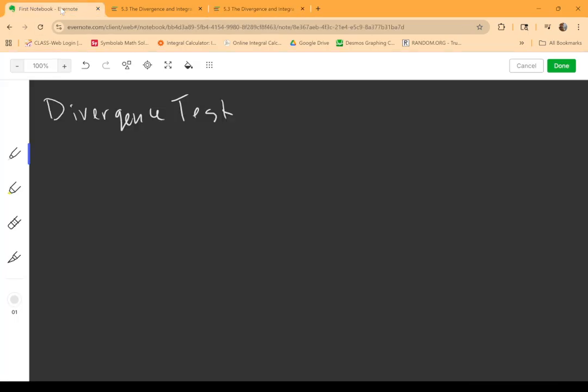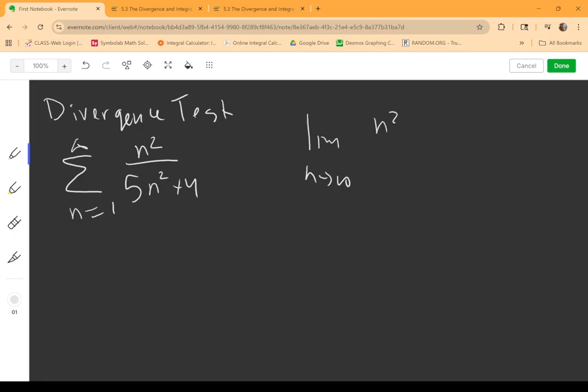It will diverge. So, for example here, let's take a look at the limit as n goes to infinity of n squared over 5n squared plus 4. We see again that these are of the same power, so the coefficients take over. So as n goes to infinity, we have 1/5. So what the divergence test tells me is that this series diverges.